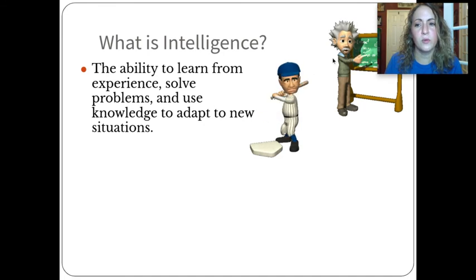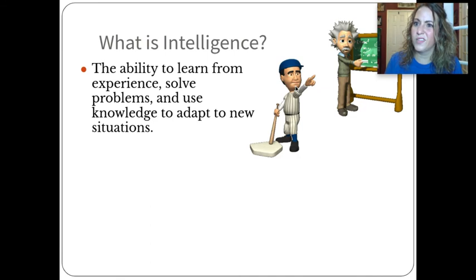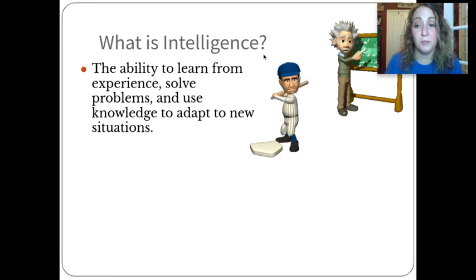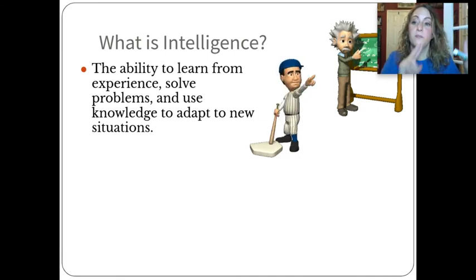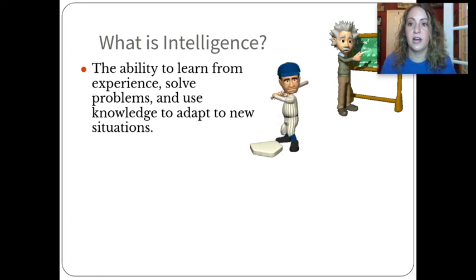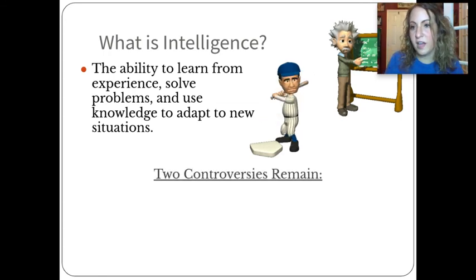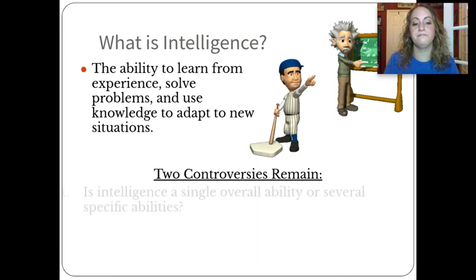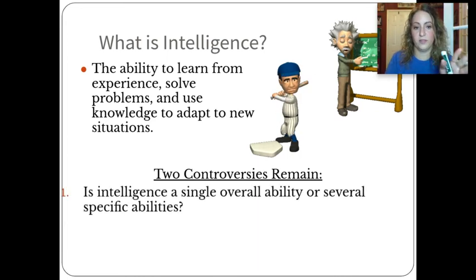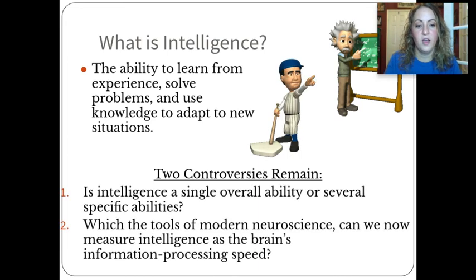So why, when we talk about intelligence, do we think of people like Albert Einstein, but sometimes forget that the definition applies to a lot of different types of being smart and a lot of different types of intelligence? The jury's still out, but there are two big controversies. We're going to talk about these two controversies for the rest of the week.